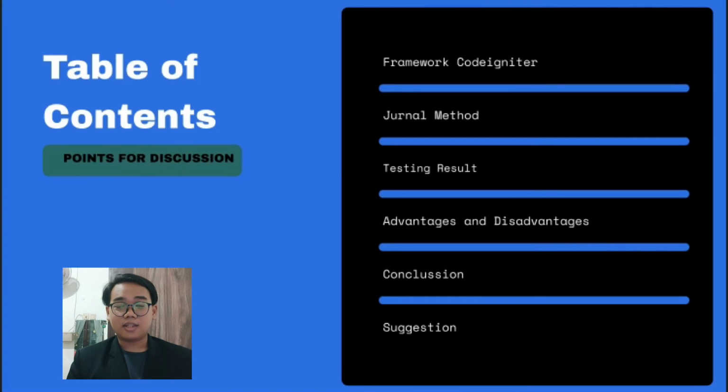In this slide is the table of contents, or the points of discussion in this journal review. First, the discussion is the framework Codeigniter, journal method, testing results, advantages and disadvantages of using the framework Codeigniter, conclusion and the suggestion.